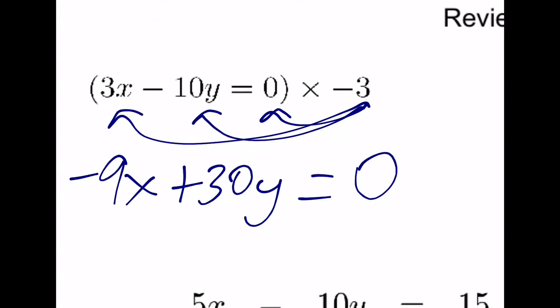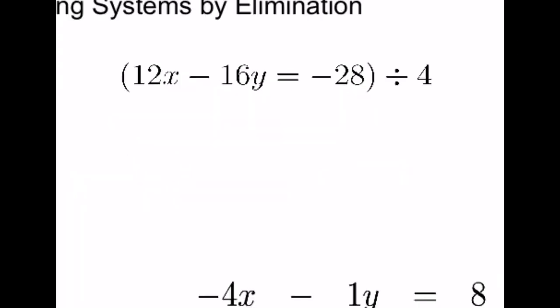Pay extra close attention to the negatives. When you multiply 2 of them, remember it comes out positive. This same trick works in reverse, dividing instead of multiplying. So here I take each term and I divide by 4. We are dividing all 3 terms by 4.